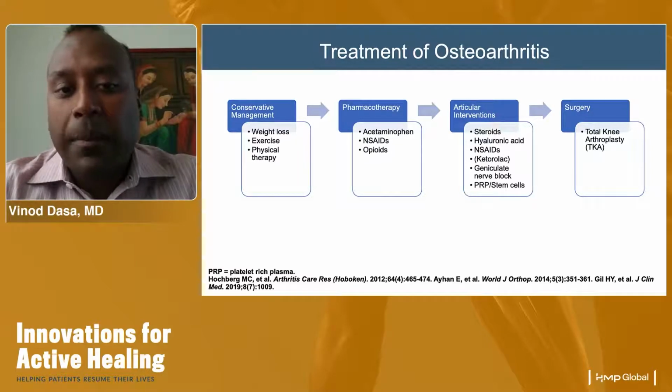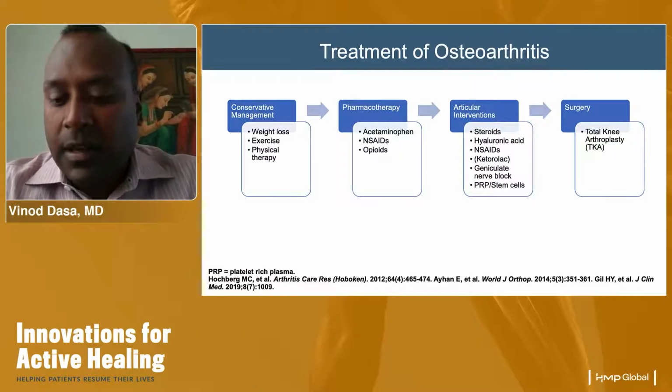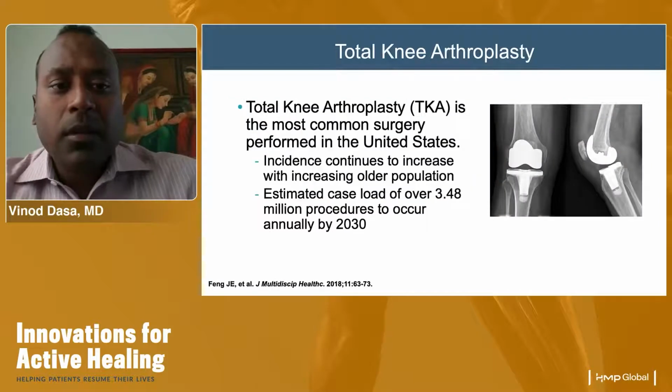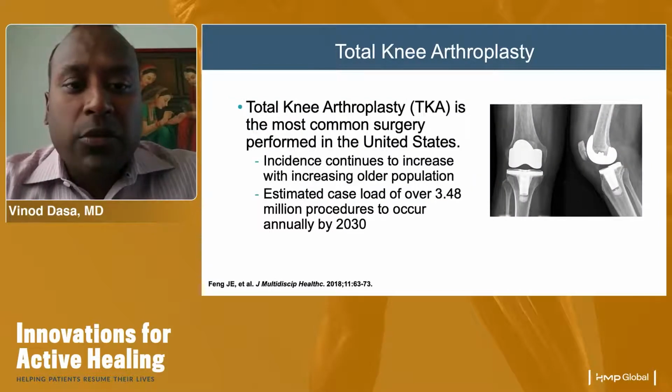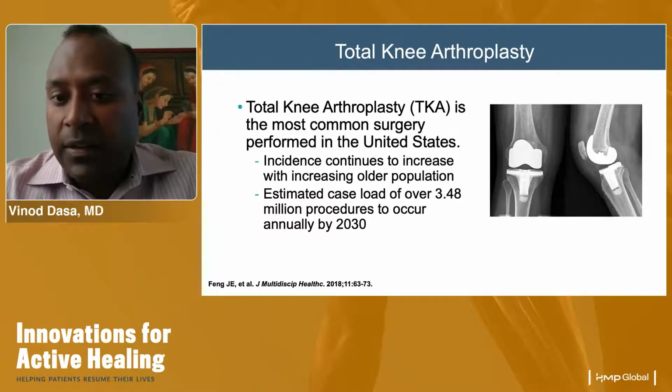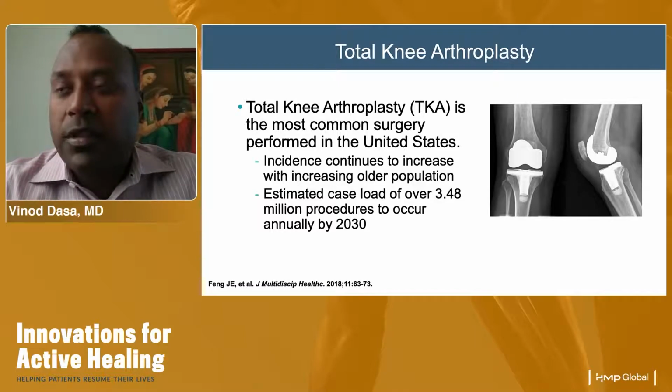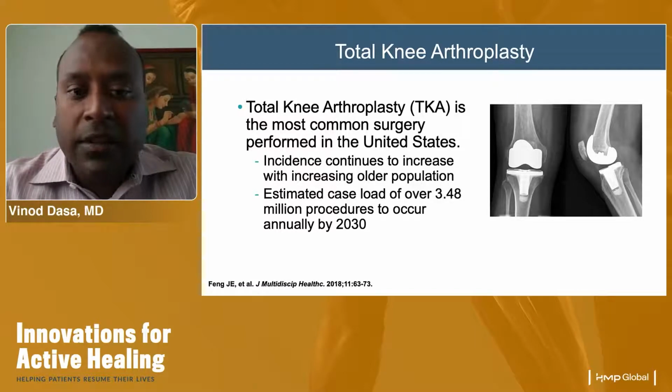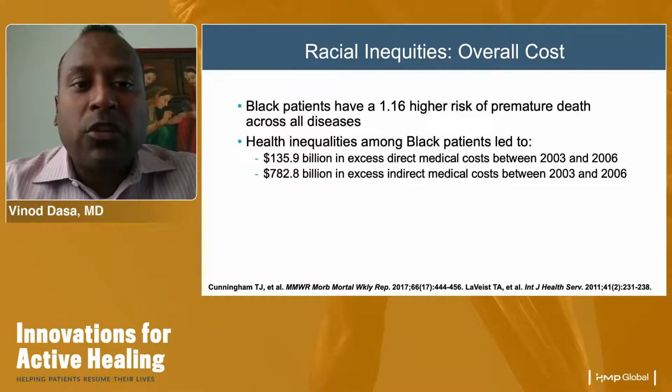So what are the opportunities to intervene after they have failed a lot of these pre-specialty treatments and interventions, if you will? Total knee arthroplasty is the most common surgery performed in the United States, and it's growing significantly. Most everybody knows hip and knee replacements, the trajectory of those surgeries is significantly growing. And so how do racial inequities impact all of this?